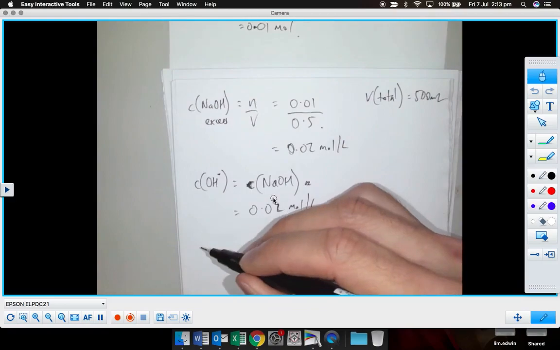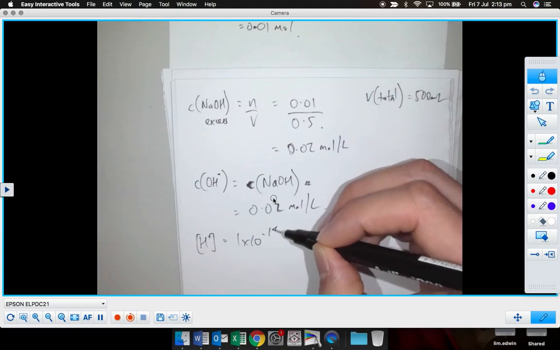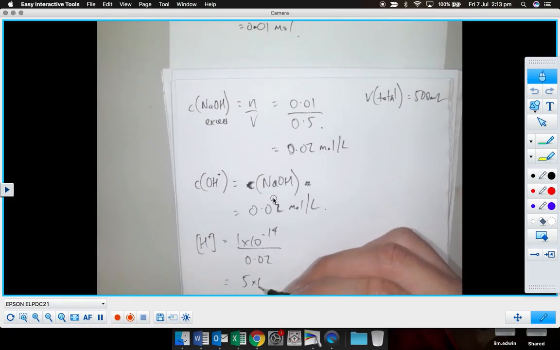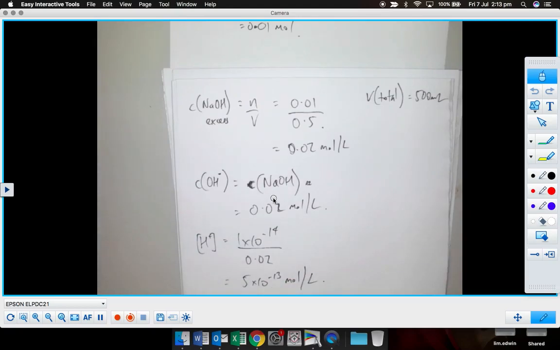All right, and then I can work out the concentration of H plus is equal to 1 times 10 to the negative 14 over this value, which happens to be 1 e to the negative 14 divided by the answer, which was equal to 5 times 10 to the negative 13 moles per liter. And then I can work out the pH of this, negative log answer, which is equal to 12.3.